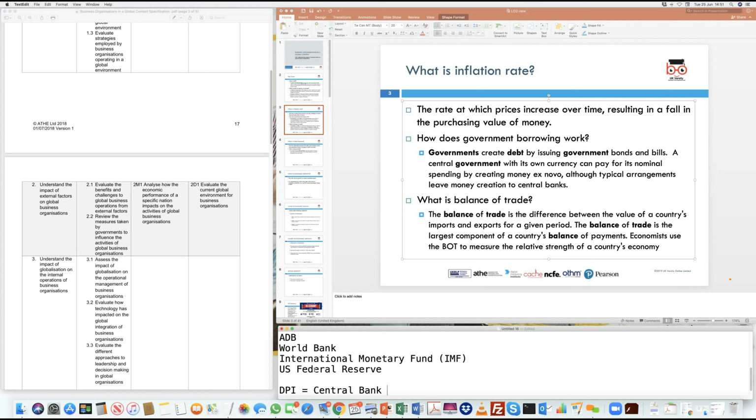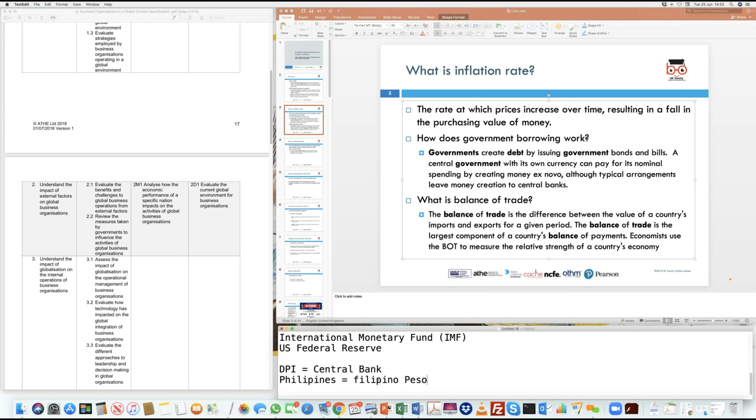So basically, when you look at borrowing, the government creates debt by issuing government bonds and bills, a central government which owns the currency. So what is the currency in the Philippines? Filipino. What is it, Filipino rupee, Filipino dollar? Pesos. Filipino peso.